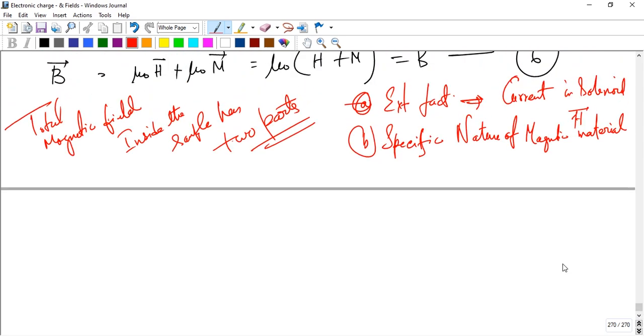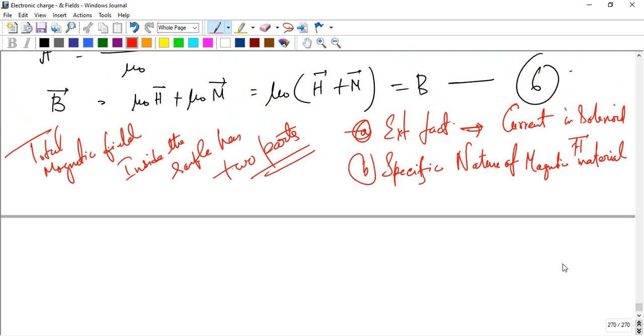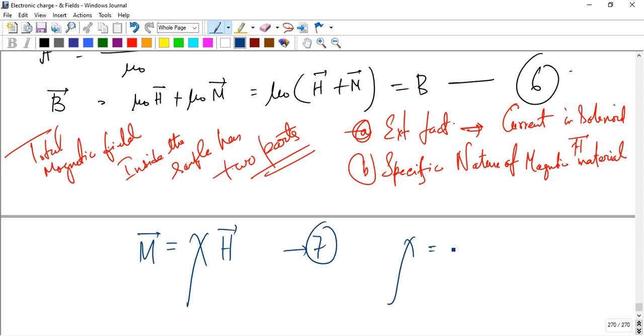Okay, that's two important points. Inside there are two parts, the two parts we discuss here. So here we introduce another term, M, that is equal to chi times H, and that's equation number 7. And what is chi? It's called magnetic susceptibility.